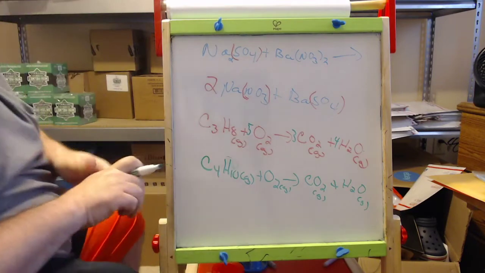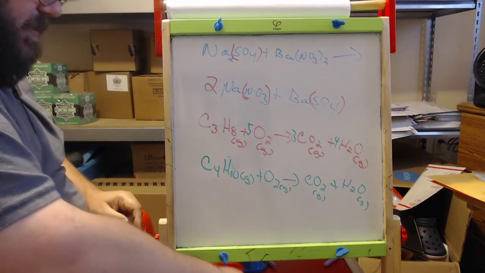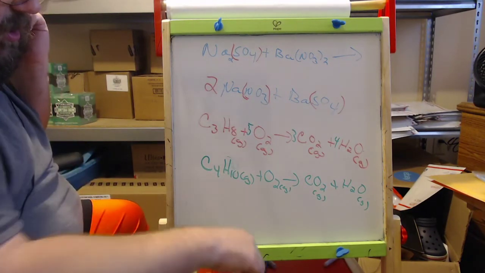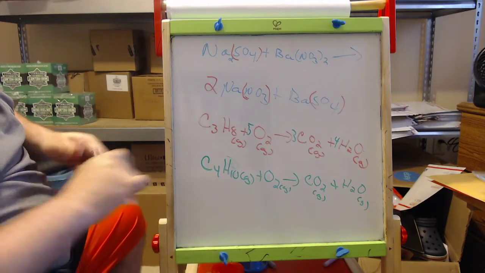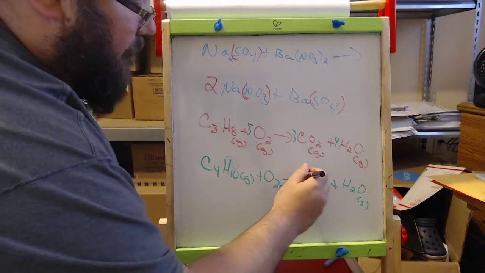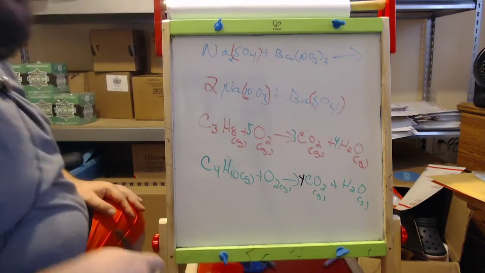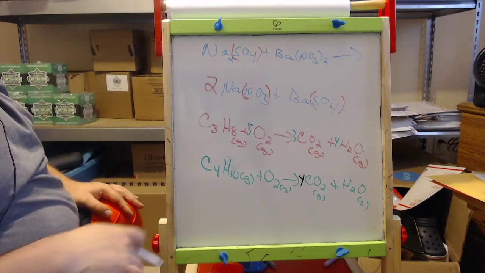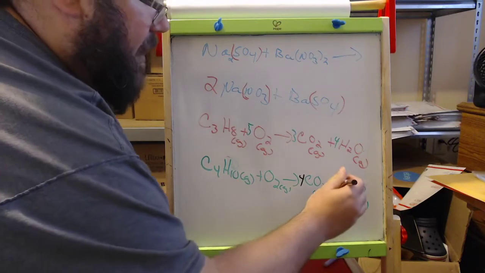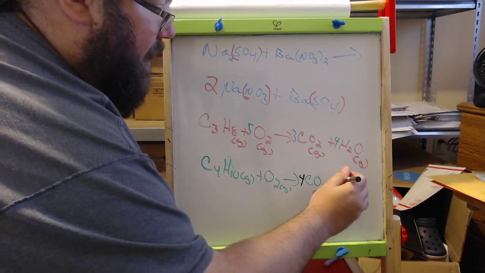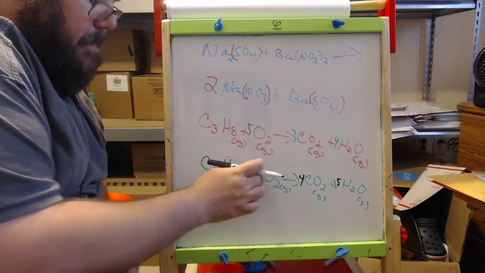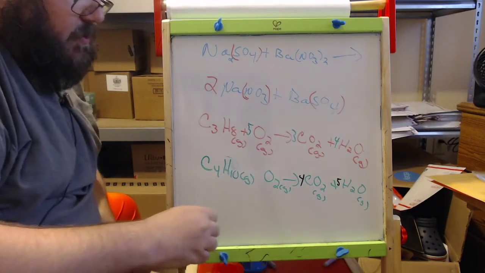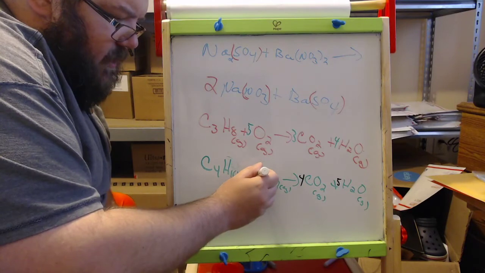So we'll start with the carbon again. We'll look at it and say, all right, I've got 4 carbons. I got 1. I need a 4 here. I got 10 hydrogens. I got 2 over here. I need a 5. And here's where it gets a little tricky. And it's really not.